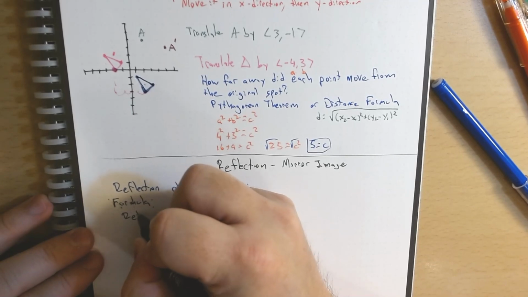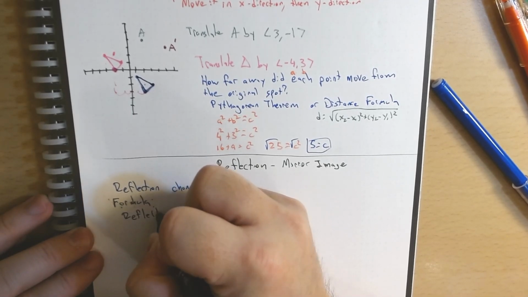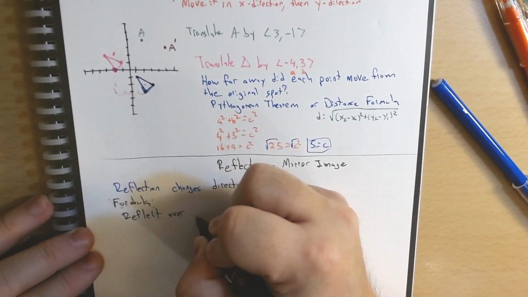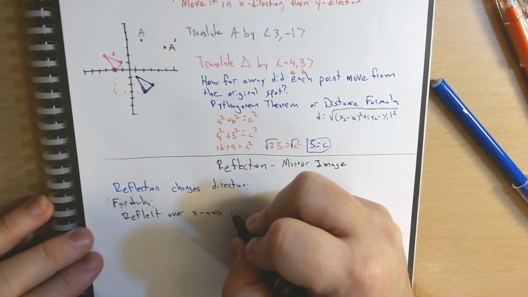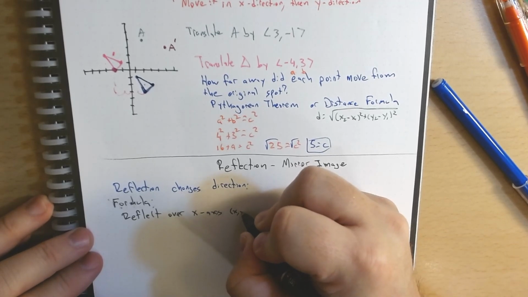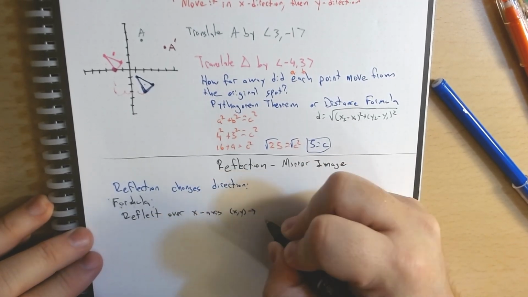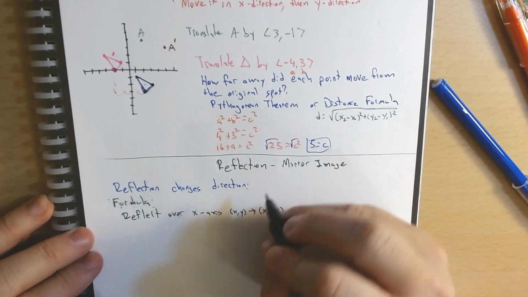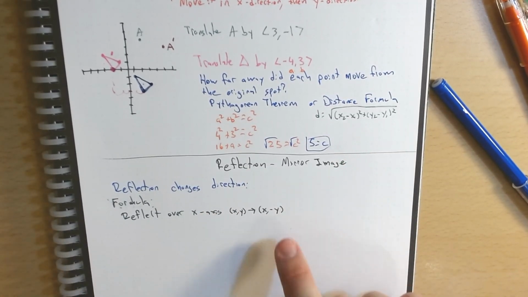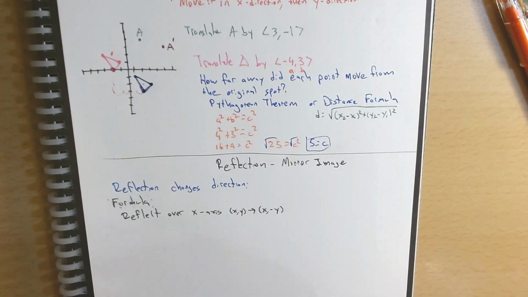Reflect over the x-axis. xy turns into x, negative y. So basically you just take whatever the points are, and you put a negative in front of that y value there.